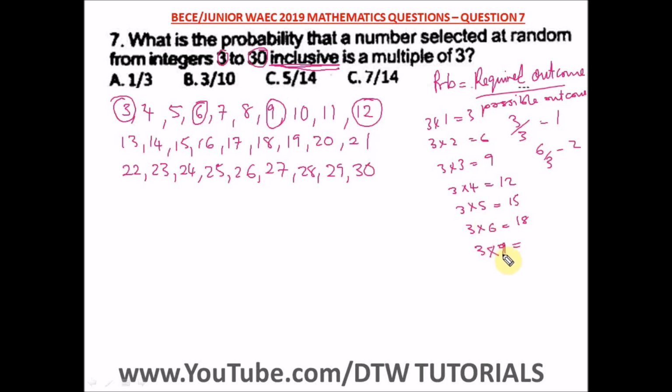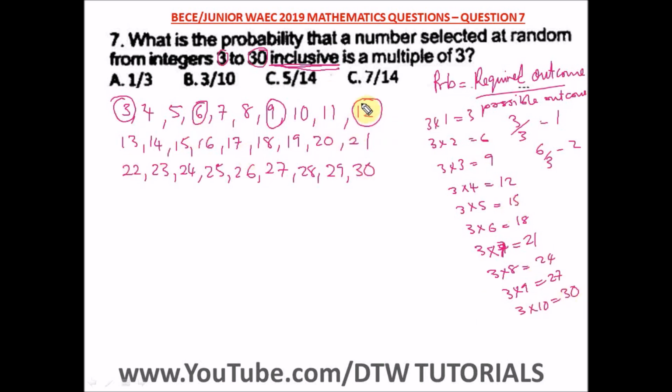Sorry, what's 3 times 7? 3 times 7 is 21. 3 times 8 is equal to 24. 3 times 9 is equal to 27. And 3 times 10 is equal to 30. Okay, so we're going to stop at 30. So these are the multiples of 3.